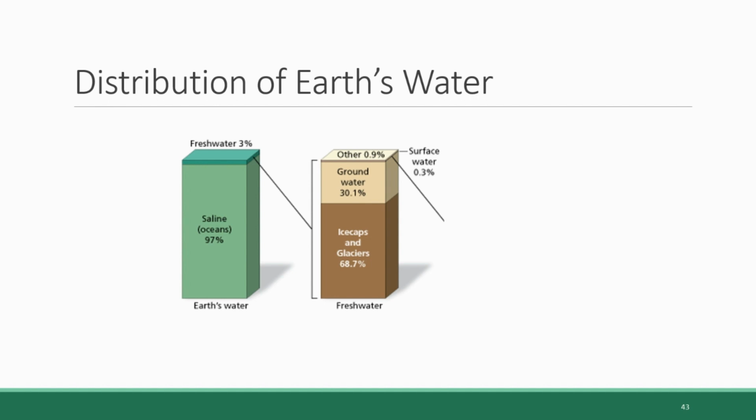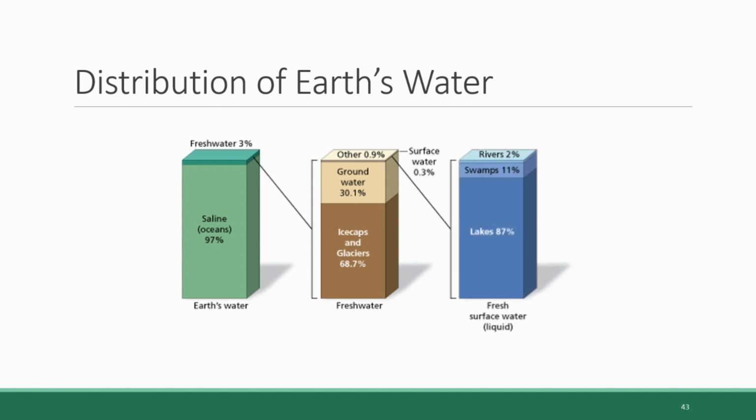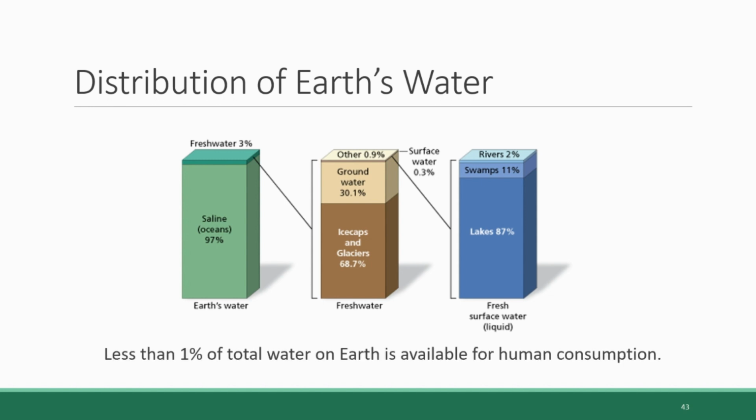And of that 1% of liquid surface fresh water, about 87% is stored in lakes, 11% is found in swamps, and 2% is found in rivers. So, overall, the message here is that fresh water is a rare and precious resource, and it's one that humans rely on for many, many things.